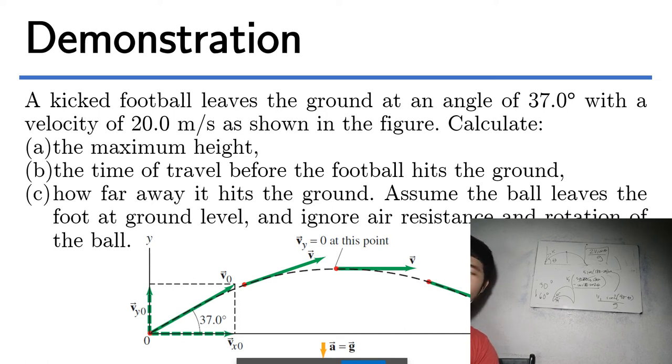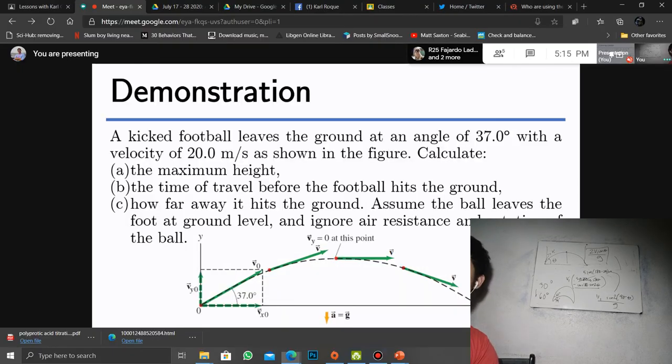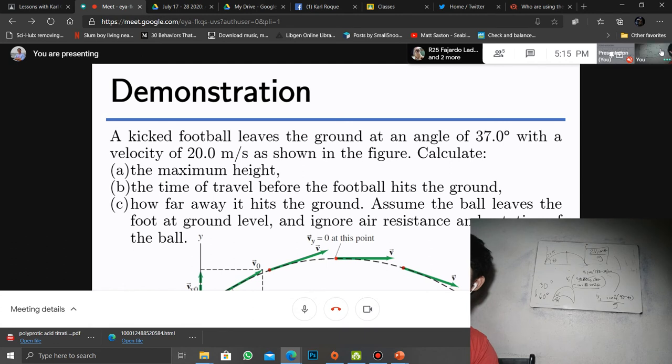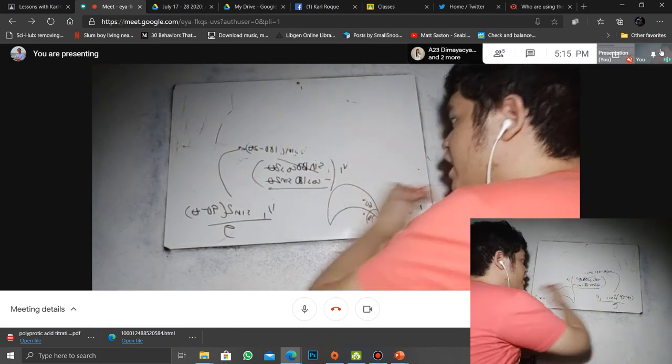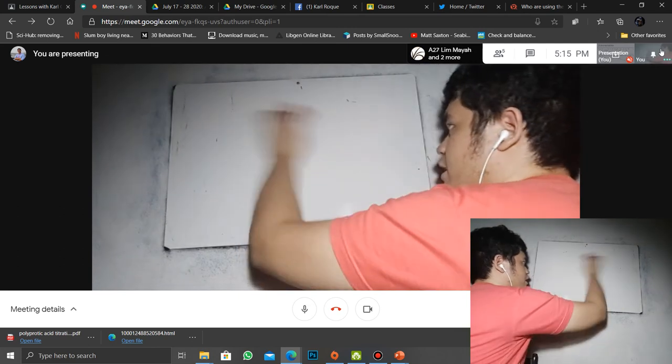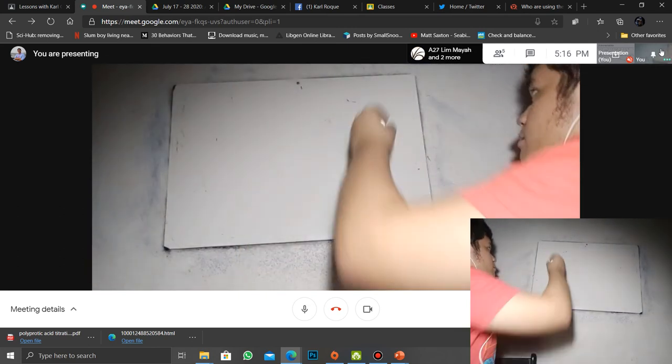Paano to gawin with the formulas that we have? Kanina, no? Easy lang yan. Plug and play. Drawing ko lang ulit, no?